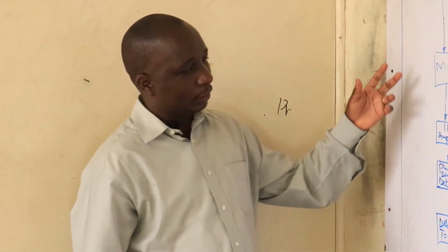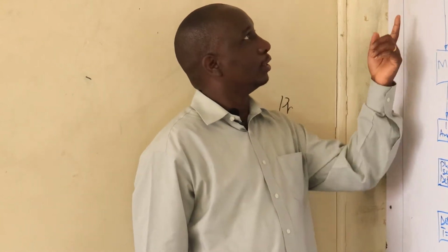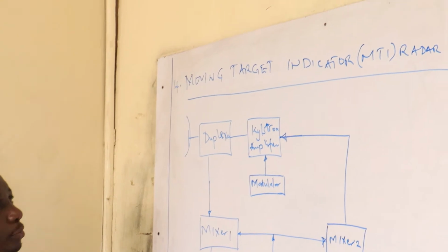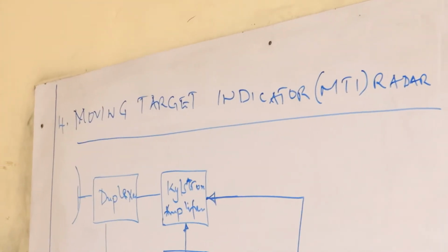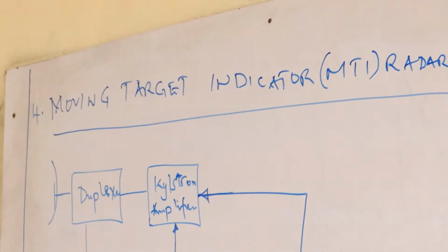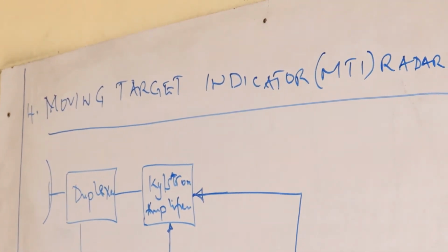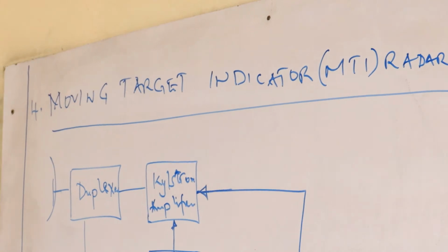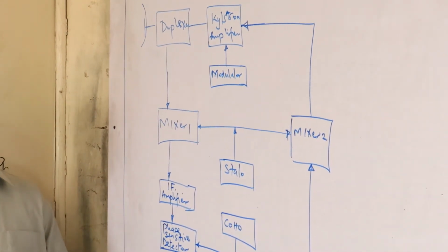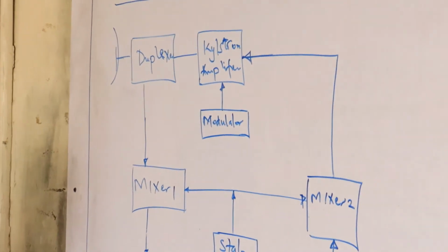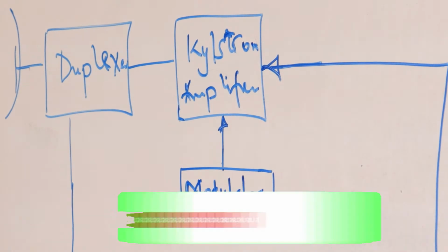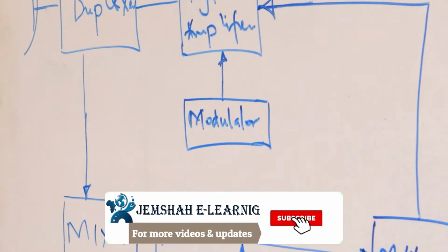So once again, let us resume our classes, and today we are going to discuss another type of radar system that we refer to as moving target indicator. The basic principle of this MTI radar is that it uses two oscillators, the stalo and the coho oscillators. It also uses the Doppler effect, which we shall discuss in several episodes that are coming.